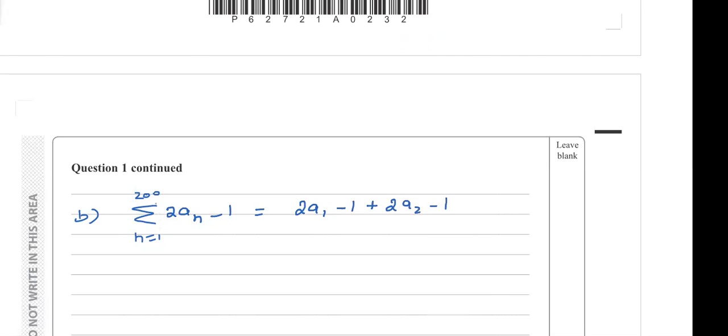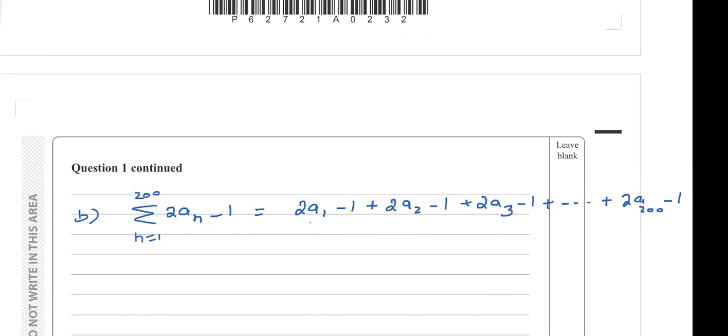When I put n equal to 3, it becomes 2a3 minus 1, plus so on, and at the end, when I put n equal to 200, it will become 2a200 minus 1.